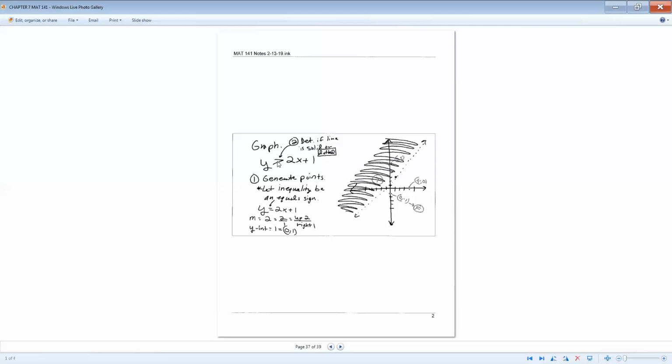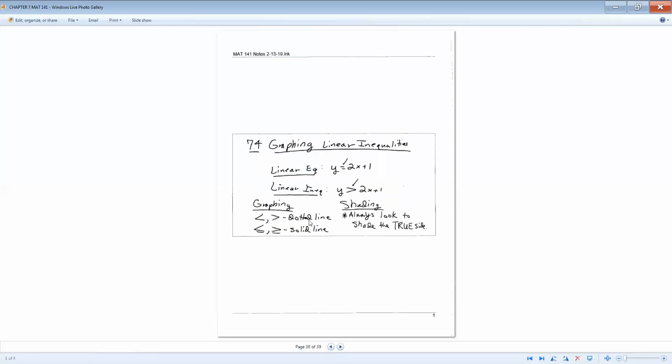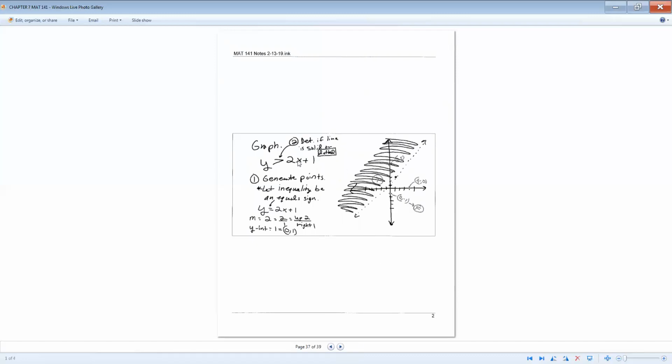Now, because I have a greater than symbol, that means I have a dotted line. Remember, if it's greater than or less than, it's a dotted line. Greater than or equal to, less than or equal to, would be a solid line. So the greater than symbol will give me a dotted line.